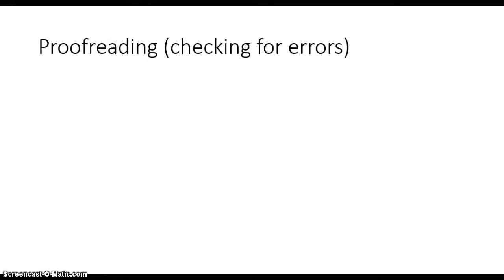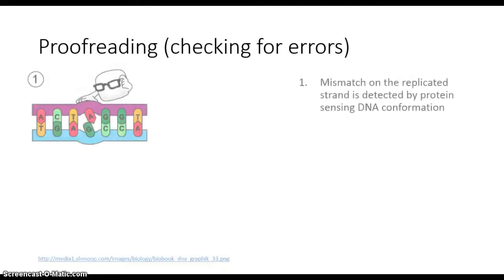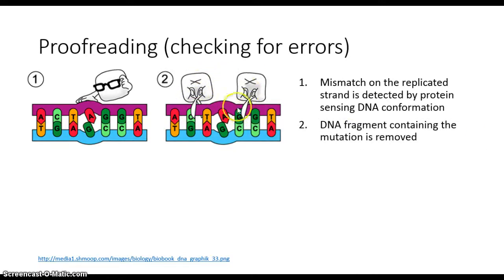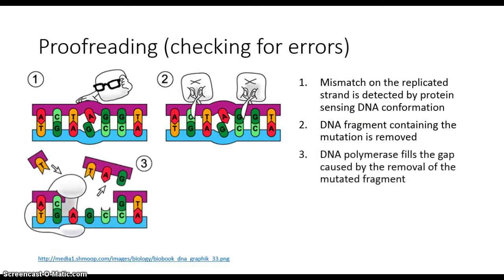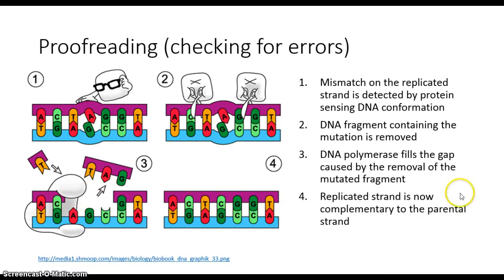The last step is referred to as proofreading. What that means is there are enzymes that check for a mismatch. If you see this A and G don't belong together, this protein will alert others to come in and snip out the offending mismatched bases, and then polymerase comes along and replaces this missing section with the correct sequence of bases.